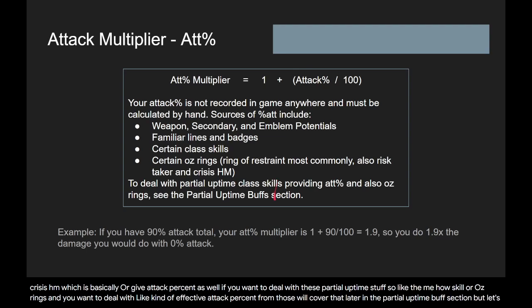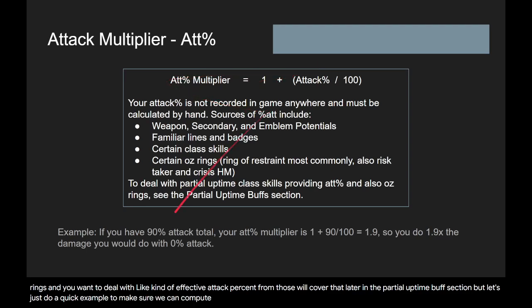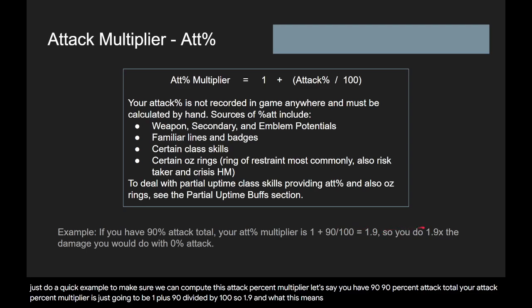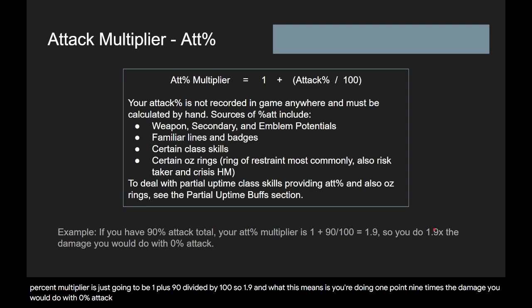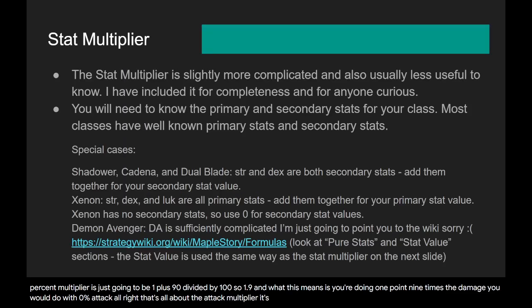But let's just do a quick example to make sure we can compute this attack percent multiplier. Let's say you have 90% attack total. Your attack percent multiplier is just going to be 1 plus 90 divided by 100, so 1.9. And what this means is you're doing 1.9 times the damage you would do with 0% attack. All right, that's all about the attack multiplier. Let's move on to the stat multiplier.